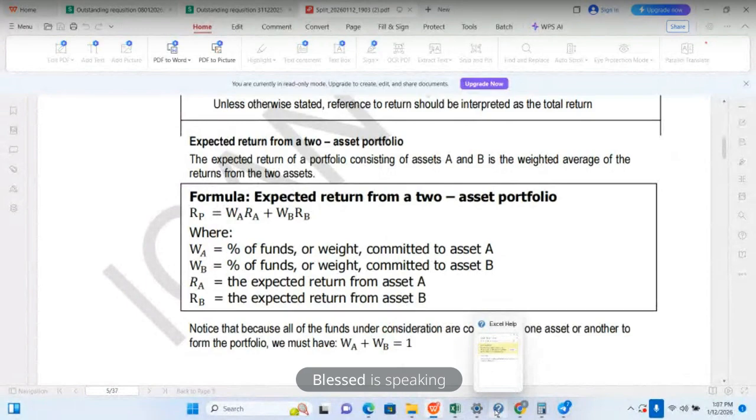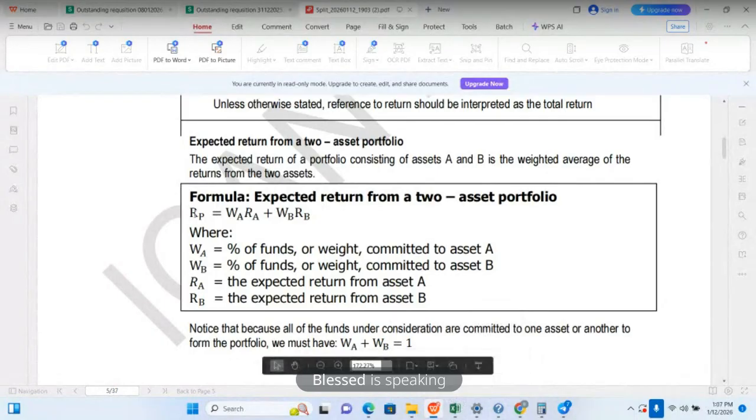So now, for a two asset portfolio, this is the formula. We have RP, that is the expected return, equal to what? We normally call it ARA. So weighted average, we have WARA plus WBRB.